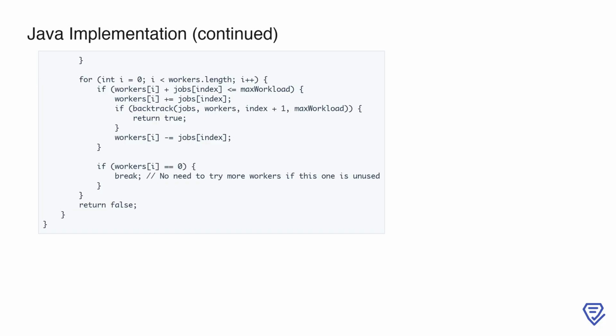Additionally, if a worker has not been assigned any jobs yet, we break out of the loop early because assigning the current job to another unused worker would yield the same result. This optimization reduces unnecessary computations. If no valid assignment is found after testing all workers, the method returns false. This recursive approach ensures that all possible distributions are explored while leveraging optimizations to improve efficiency.